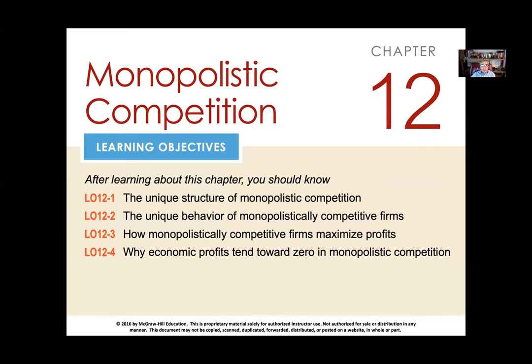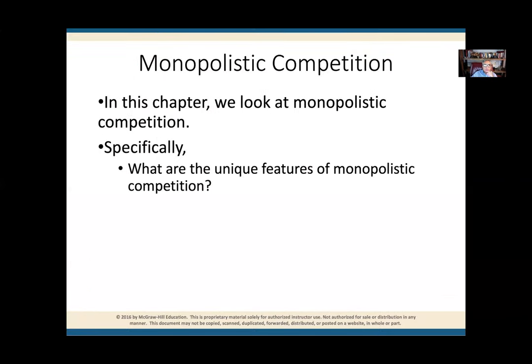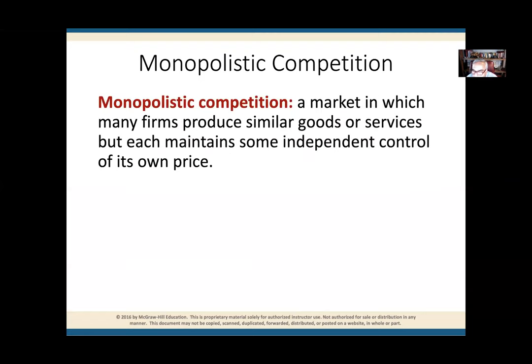Monopolistic competition, okay? What is unique about monopolistic competition? Monopolistic competition is a market in which many companies produce similar products or services, where each of them has some independent control of their own price. So there's a lot of little companies. They offer very similar products, but they have a little bit of control and they make decisions without consulting the other players. The best example of monopolistic competition will be the restaurant industry. Bakeries, retail stores. But the best example that I can think of is restaurants.